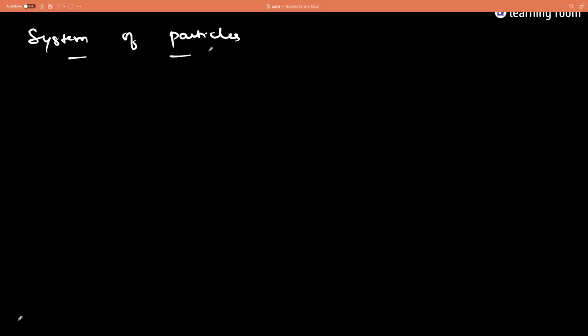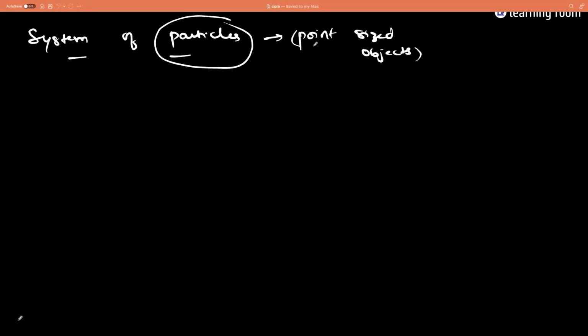Okay. So when we talk about the system of particles, as the name suggests, you have particles. So basically, what are particles? Particles are point-sized objects. And if you have a system with these point-sized objects, we can call them a system of particles. Right? As simple as that. So if I give you a system of particles, then there are certain parameters that we can try to find which are associated with them. So one among them is called the center of mass.